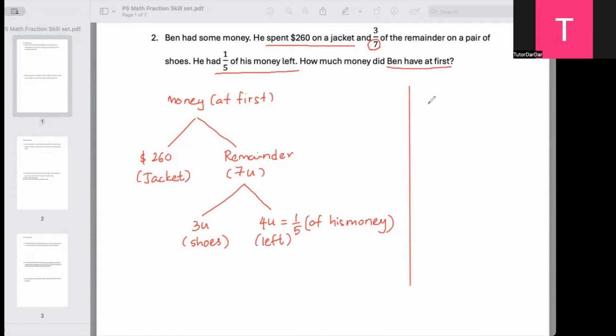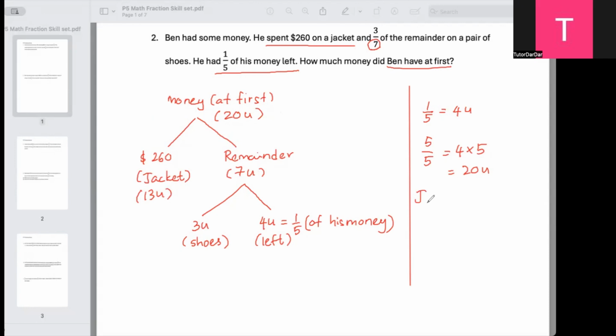Now we can see 1/5 is equal to 4U. So to get a whole fifth, what do we do? 4 times 5, which is equal to 20U. So this 20U is going to be the money at first. So we will be putting here 20U. So from here you can see 20 minus 7U, you were left with 13U at this side.